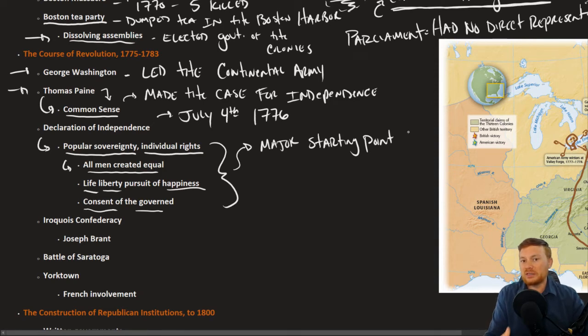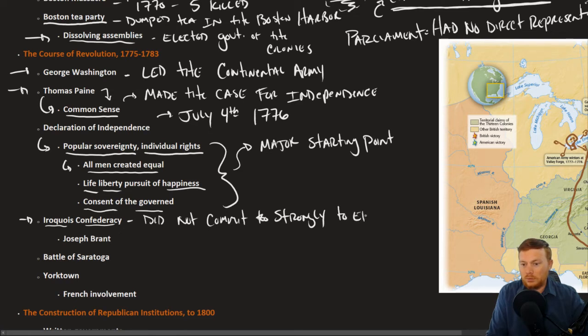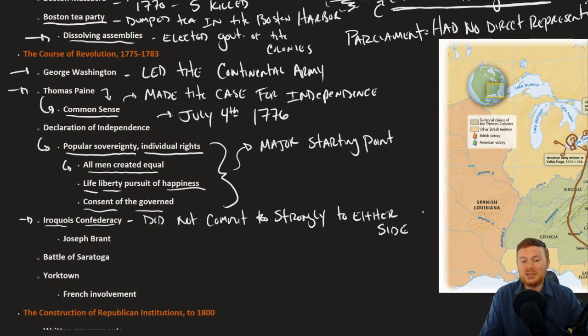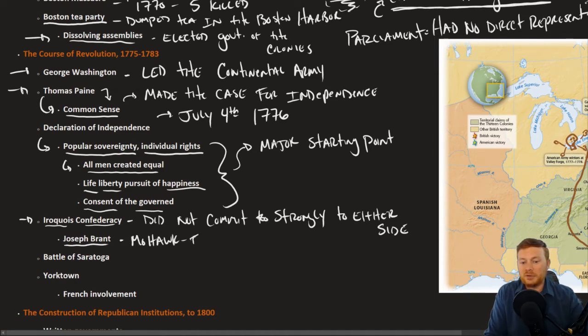However, even after the colonists declared their independence, for all of these reasons, they still needed to fight a war. The most powerful tribe in the area, the Iroquois Confederacy, did not commit, we might say, strongly to either side. The Iroquois Confederacy, made up of a number of tribes located in what is northeastern United States today, instead didn't really commit to either side. The tribes that made up the Confederation instead either fought for the Americans, fought for the British, or fought for both. Joseph Brant, for example, was a Mohawk, and he fought for the British.